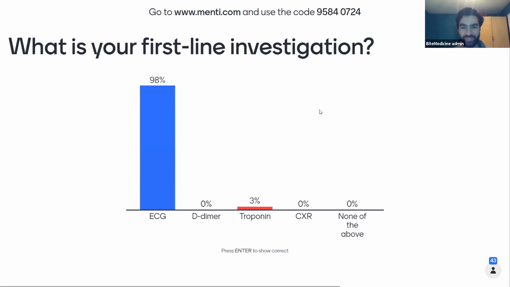Good. You all listened, or nearly all of you, took heed of that first few slides. Anyone with chest pain, the first thing you do is an ECG. It doesn't matter if you think it's GORD, if you think it's an MI, if you think it's an aortic dissection. Chest pain, do an ECG. So I'm glad you guys got that. But don't worry if you didn't get that. Now you know. You're not going to make that mistake again.